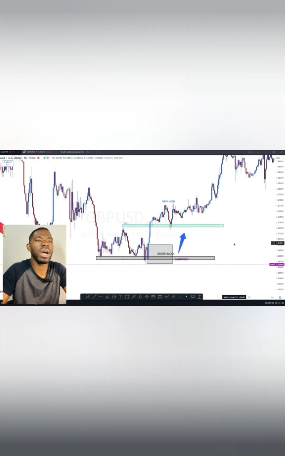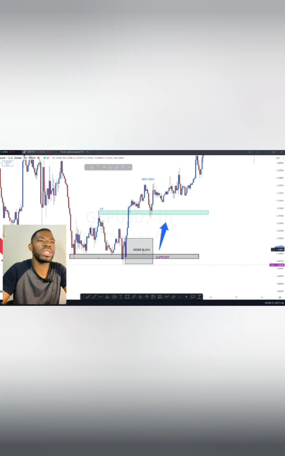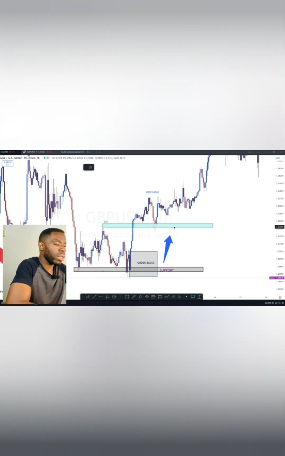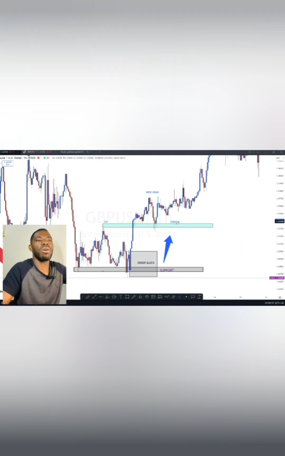So this is what we are looking at. Now we have a support area, we have determined our order block. We see that there's an aggressive move which has changed the character over here. There's a change of character here. Change of character, okay, over here. So we have a change of character, or even over here, right?